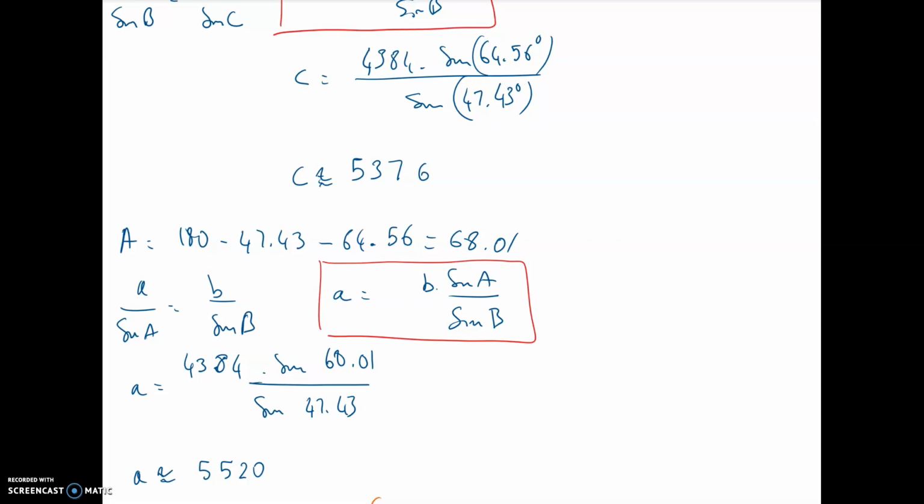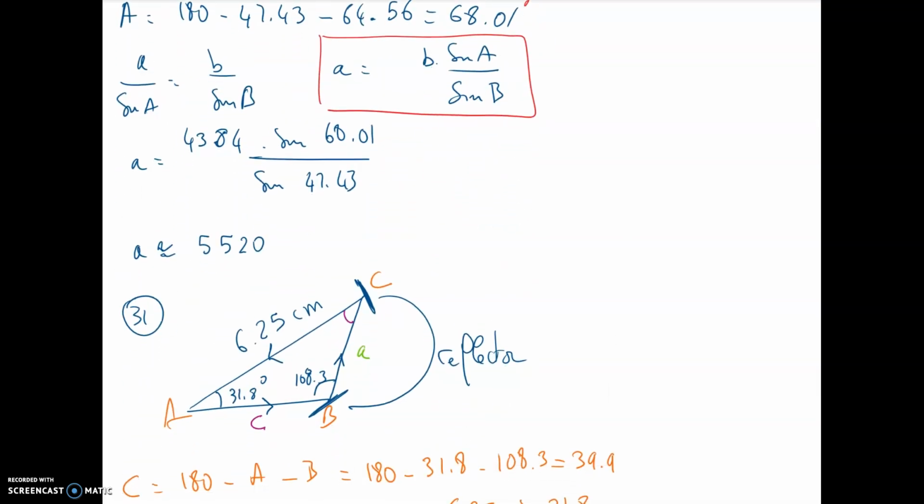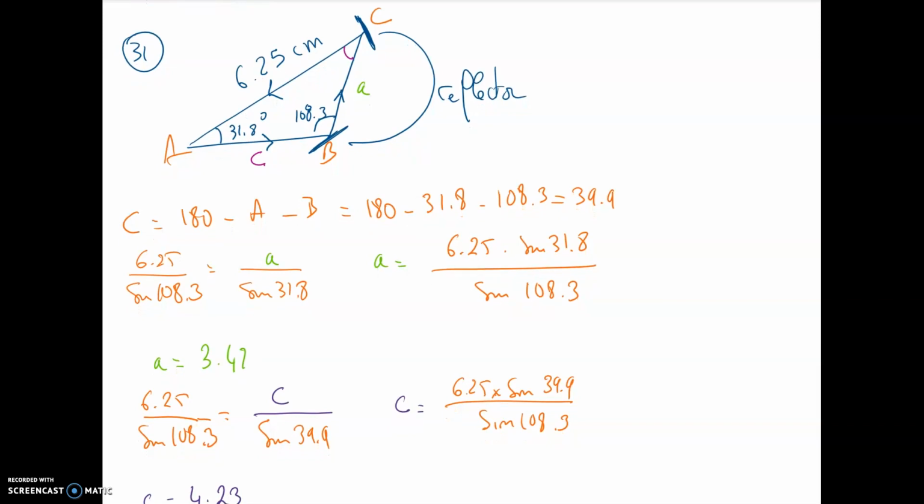I must calculate the value of my angle A, and for that I'm going to subtract 47.43 and 64.56 from 180 degrees. That gives me right here 68.01 degrees. I substitute the value and I find finally the value of A equals 5,520.